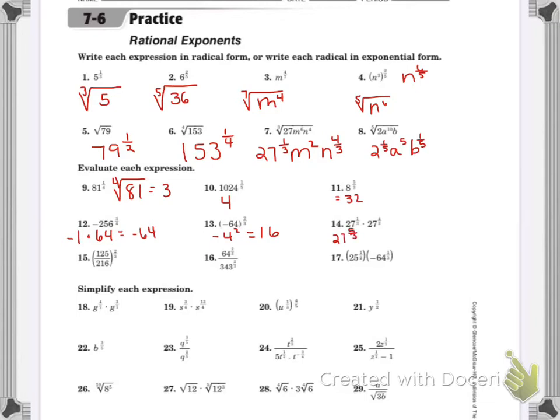Again, it's up to you. If you want to do 27 to the 5th power, you go right on ahead. I'm going to take the cube root first. So I'm going to do the cube root of 27, which is 3, because 3 times 3 times 3 is 27. And I'm going to take 3 to the 5th power. And that's easier for me to calculate, which is 243.